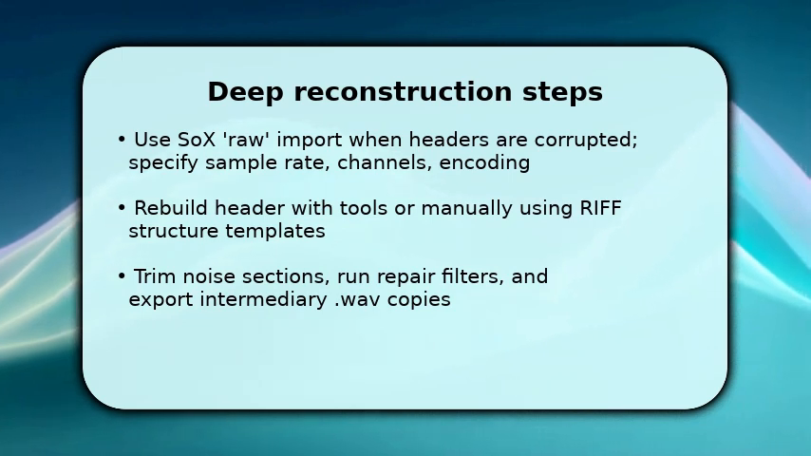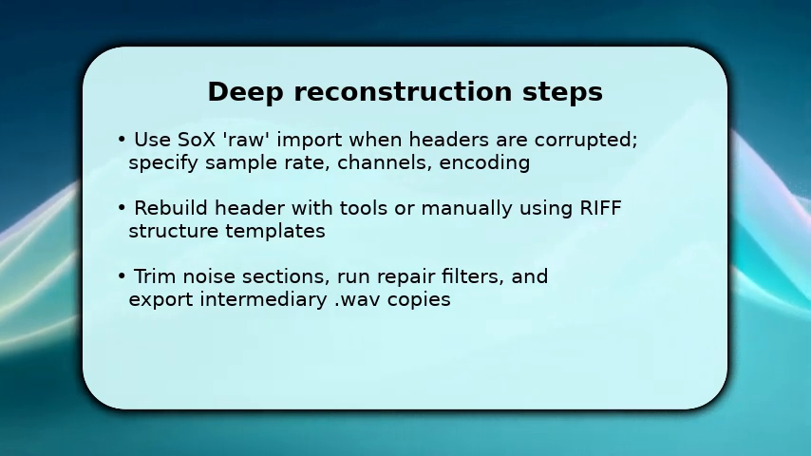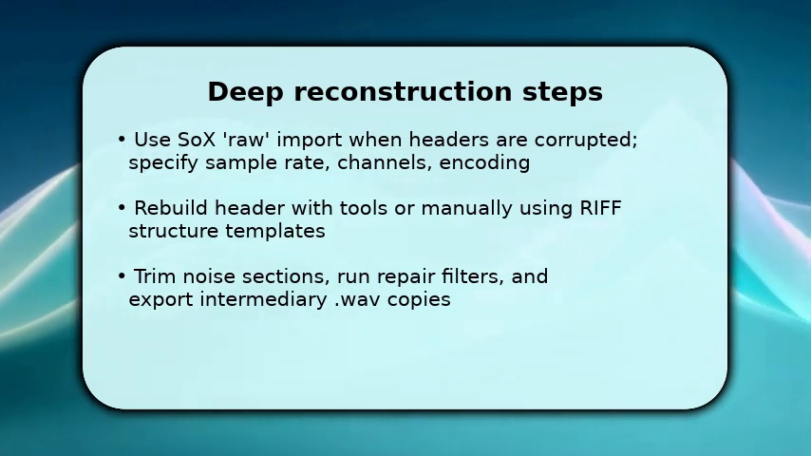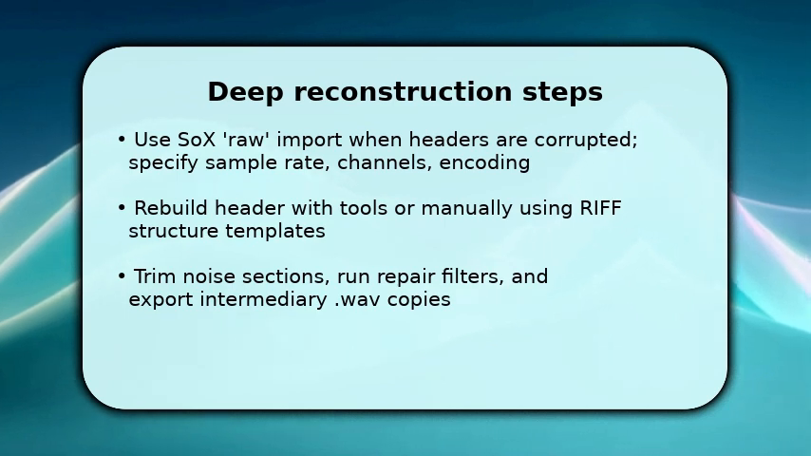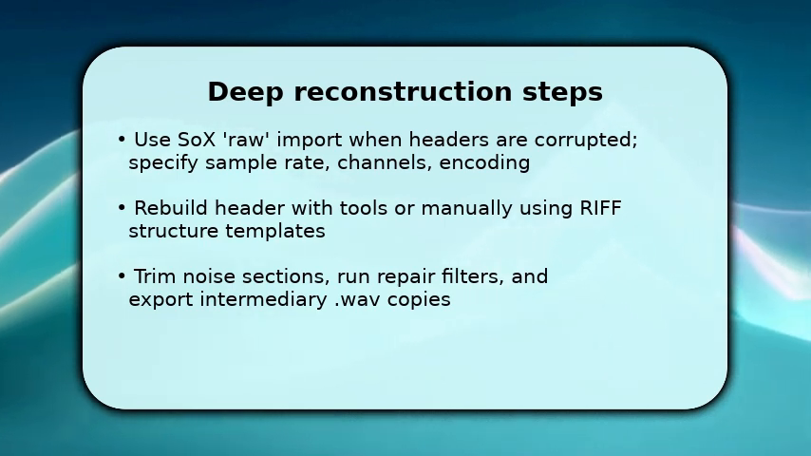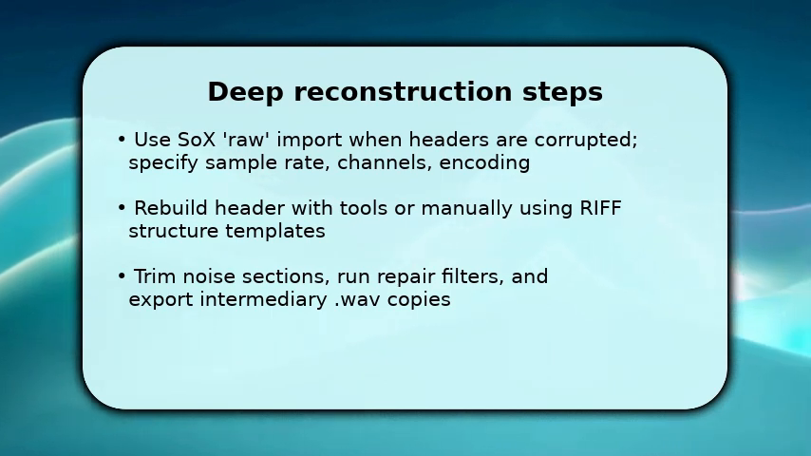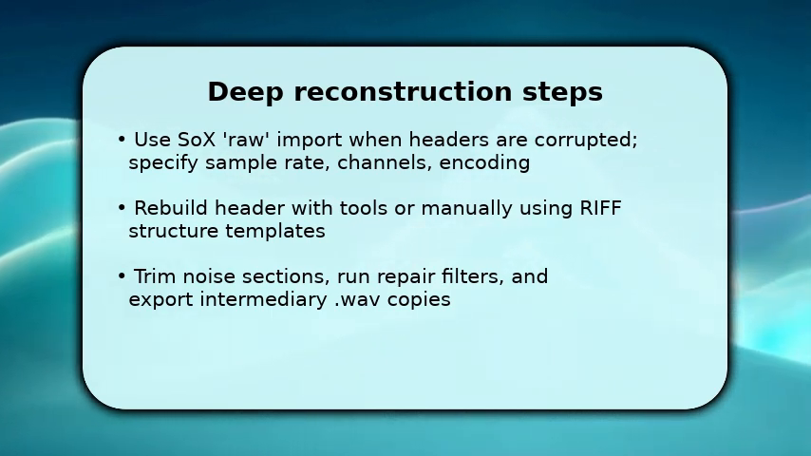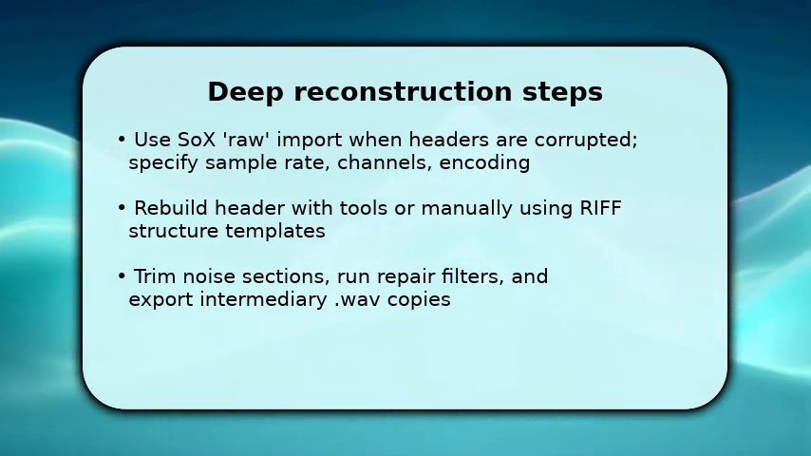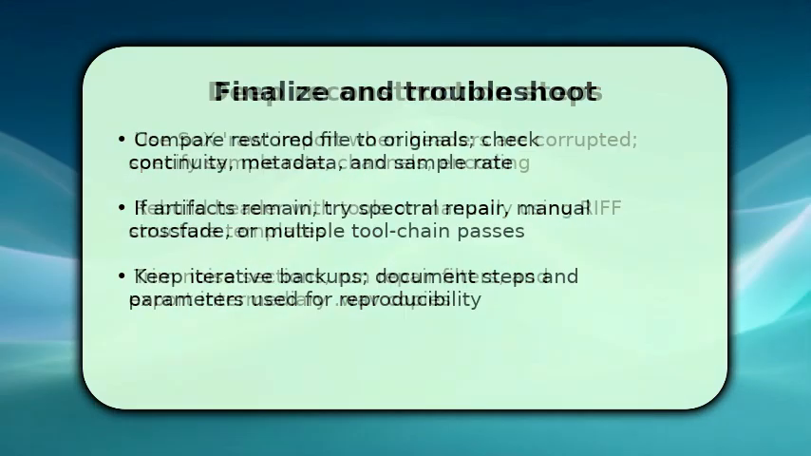Make sure to listen and check waveform alignment as you try parameters. Slight mismatches produce pitch or speed shifts. If audio is fragmented, reconstruct contiguous segments and rebuild a proper RIFF header using a template or repair utility. Then apply click removal and normalization to stabilize levels before exporting an intermediary WAV.